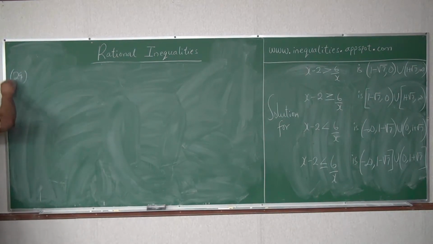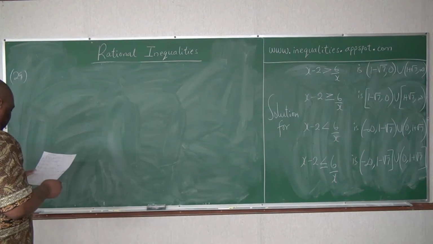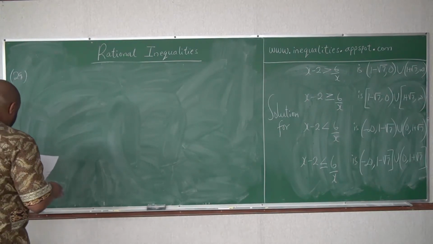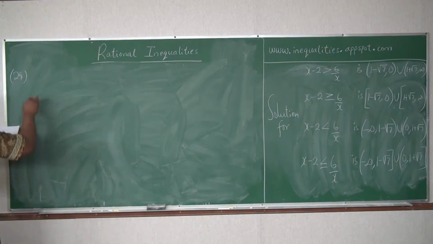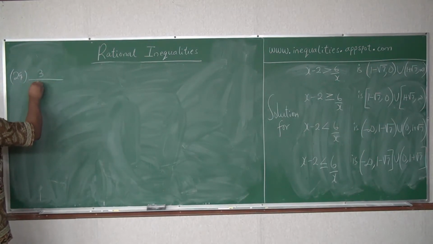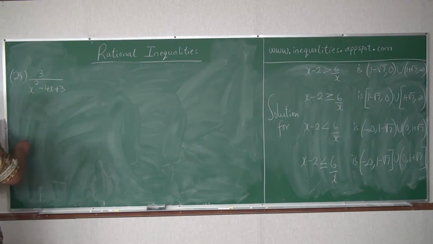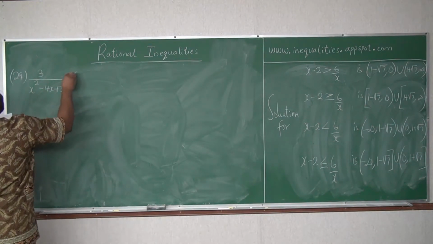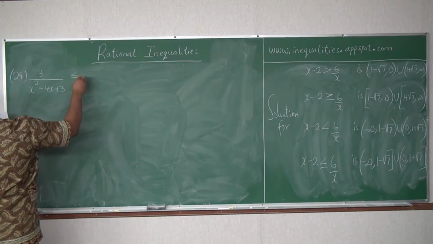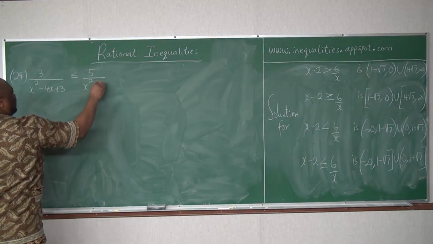Question 29. We have here 3 over x squared minus 4x plus 3 less than or equal to 5 over x squared minus 9.